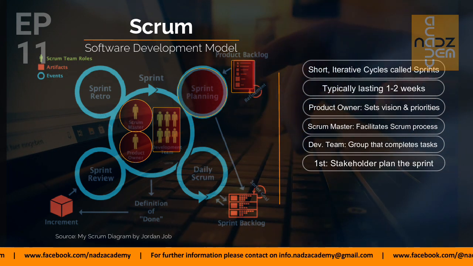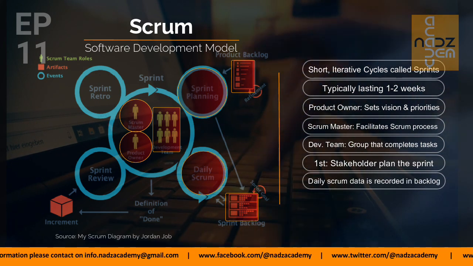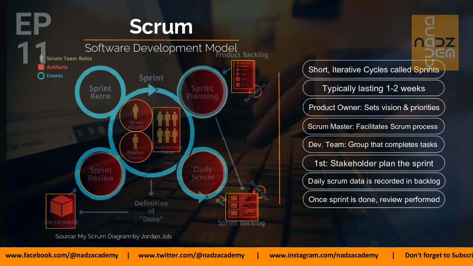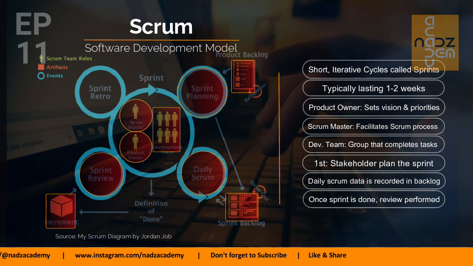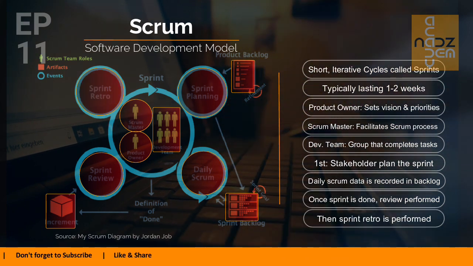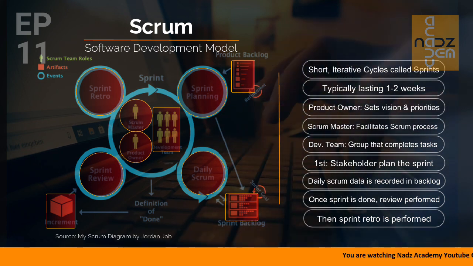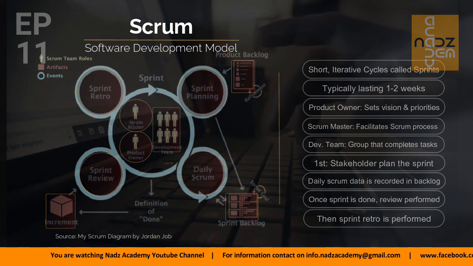First, stakeholders plan the sprint keeping the product backlog in mind. Meanwhile, data of the daily Scrum is being recorded in the sprint backlog. Once the sprint is done, the increment, that is, the part of the project that has been completed, is reviewed in the sprint review. Then the sprint retrospective is performed. In case any error or correction is found, it is refined and the data is kept in the product backlog. This image provides a glimpse into the dynamic and collaborative nature of agile models, where adaptation and continuous delivery take center stage.